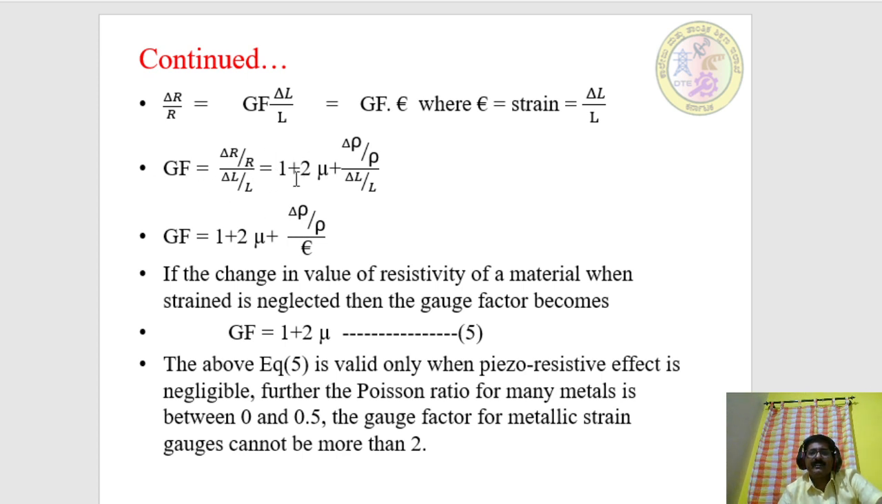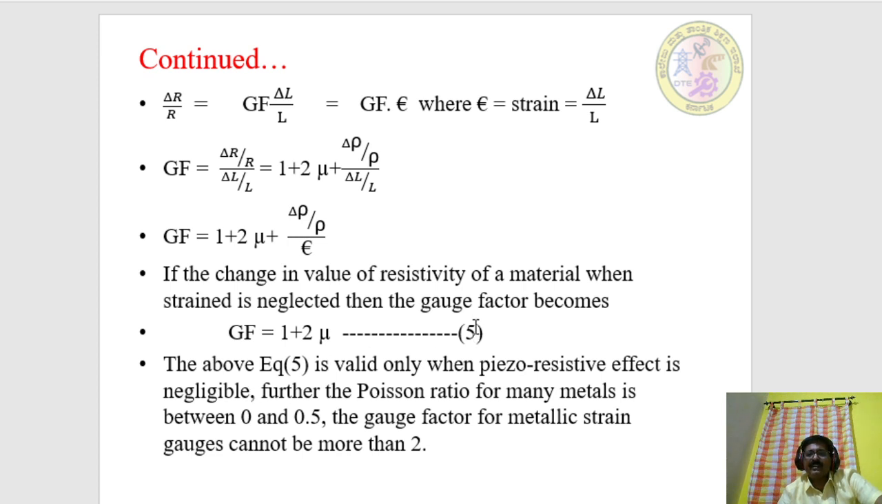See, we will get 1 plus 2 mu plus dou rho by rho divided by dou L by L, and again I will say this is epsilon. Now this entire term is very negligible. And still further we can simplify it: rho, the resistivity of the material, gets strained, and we need to neglect it at certain times. The gauge factor is equal to 1 plus 2 mu. I will call this equation 5.